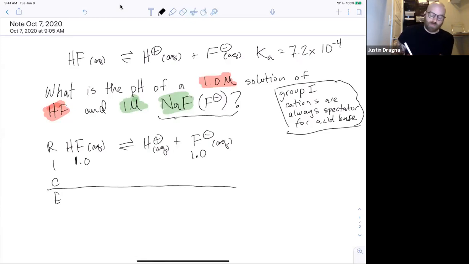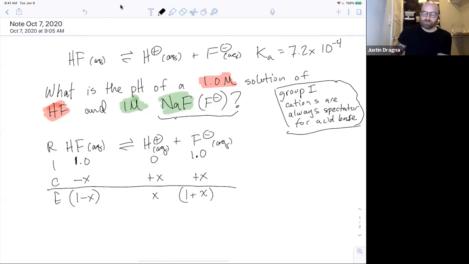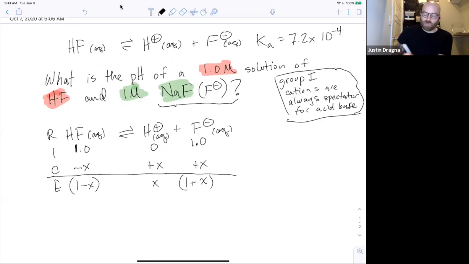Then I go through and represent my changes the same way. I'm going to lose some amount of HF. We start with 0 of H plus, so I'm going to gain some amount of H plus, and I'm also going to gain some amount of F minus. I can write out my equilibrium concentrations here as 1 minus x, x, and 1 plus x. And then again, I just solve it the normal way.